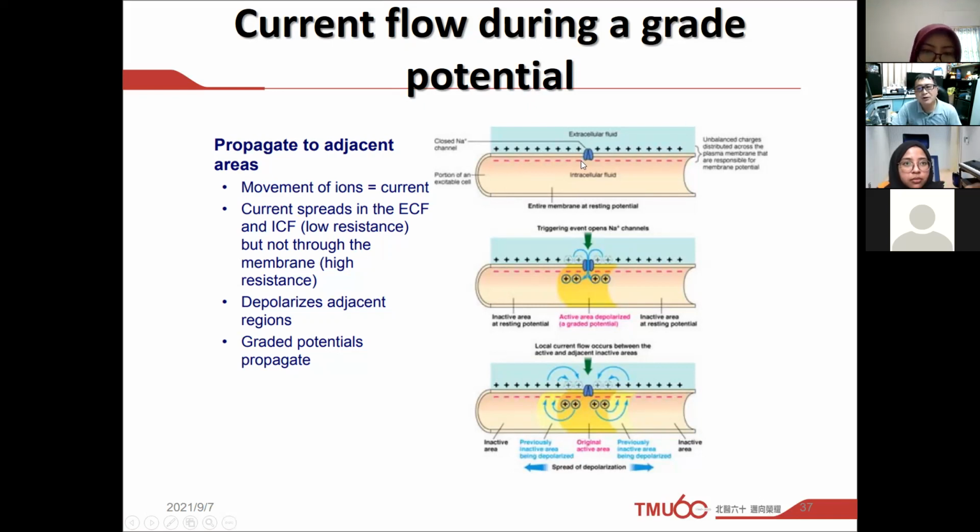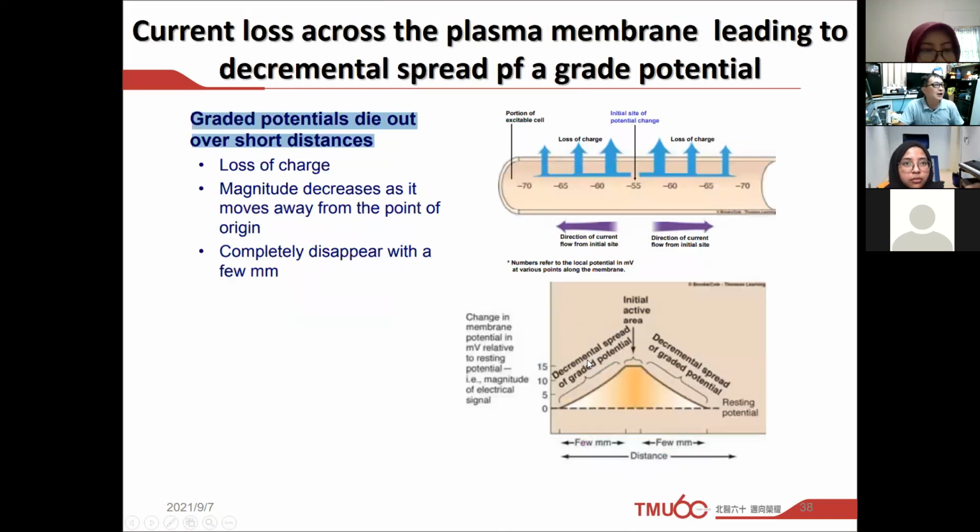This slide just wants to say that this signal does not go far away. It's local. You can see that after activation, just the nearby area changes in charge and gets a change in the membrane potential.